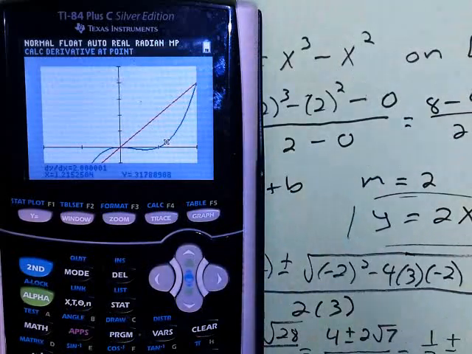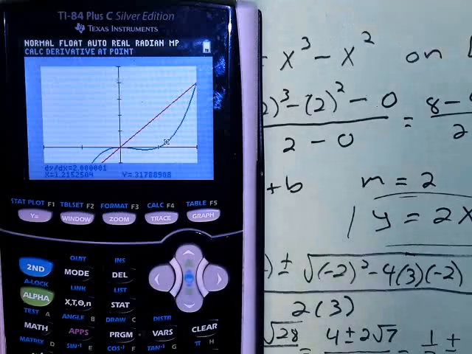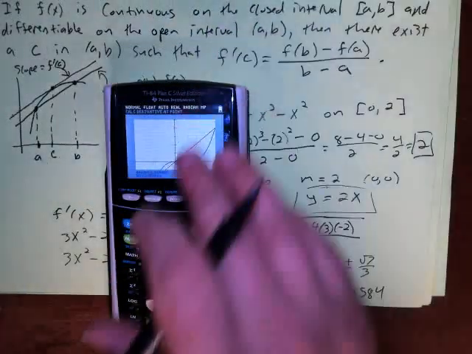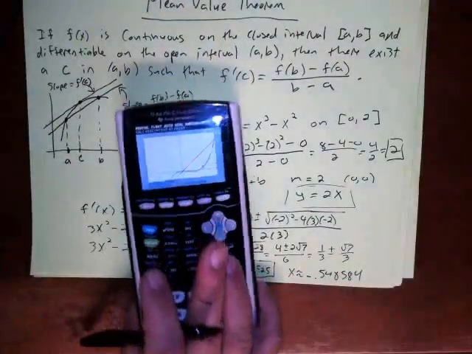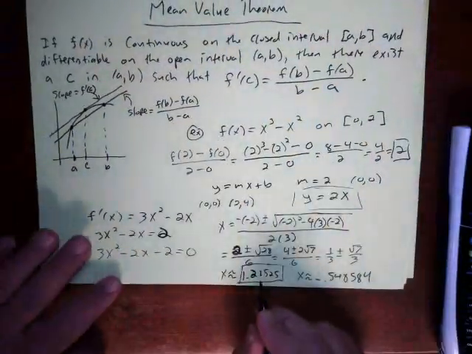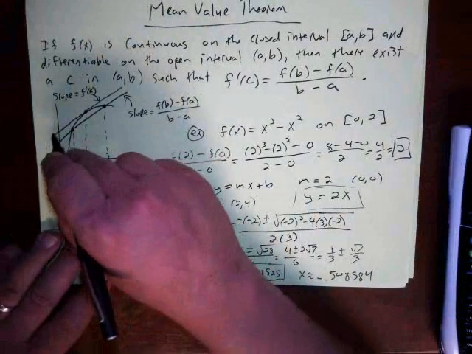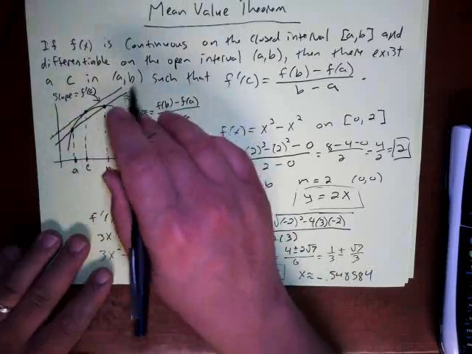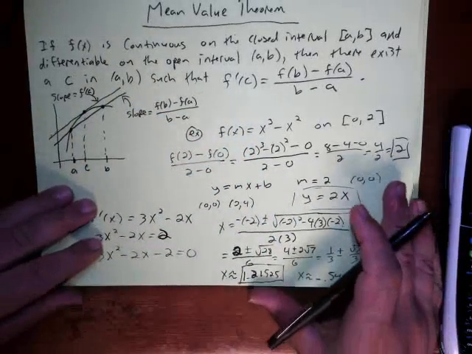Because when it finds the derivative, it's not getting the exact value. It's getting a very, very close approximation. Okay, so there you go. That's the mean value theorem: it guarantees that there's a point where the instantaneous rate of change of the function is equal to the average rate of change of the function over that interval.